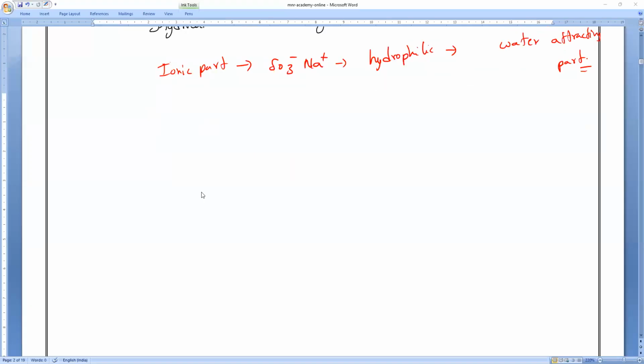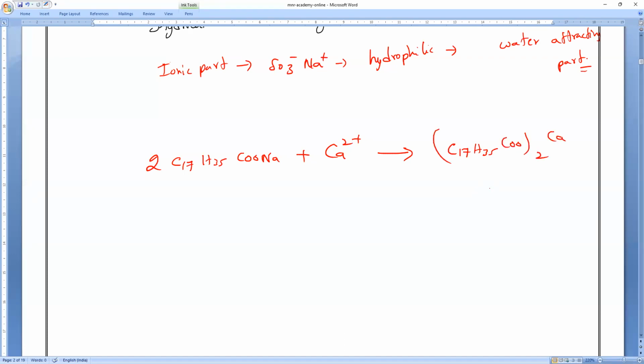So what exactly happens inside? If I take soap solution treated with hard water, scum will form. So as I told you, the soap formula is what? Let me take C17H35COONa, sodium stearate, first one, reacting with the calcium. So it will form (C17H35COO)2Ca. This is what we used to call a scum.